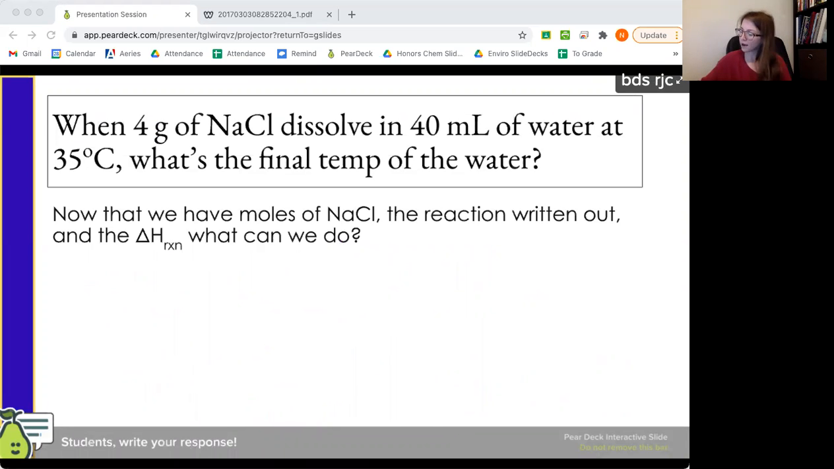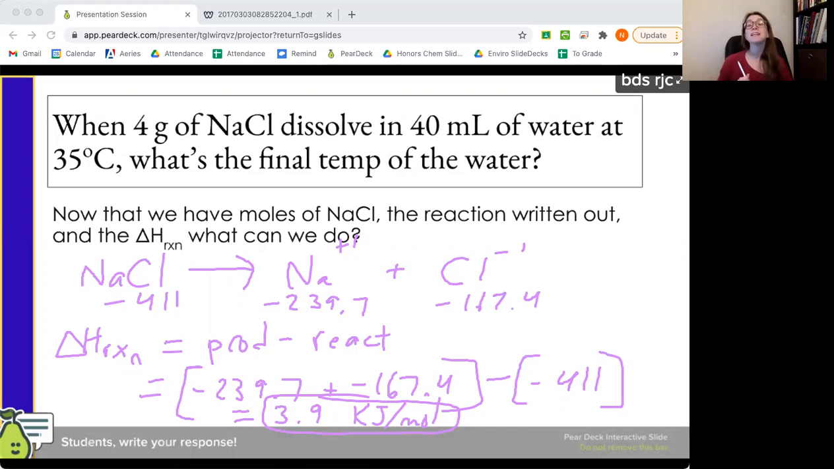The reason we need to do the proportion is that what a lot of you said is now we can do Q equals mCp delta T and find the change in temp of the water. We can't. The only heat we have is the heat of reaction. And that is specifically for, in this case, 1 mole of NaCl, because there's a coefficient of 1. But we're not dissolving 1 mole of NaCl, we're dissolving 4 grams.